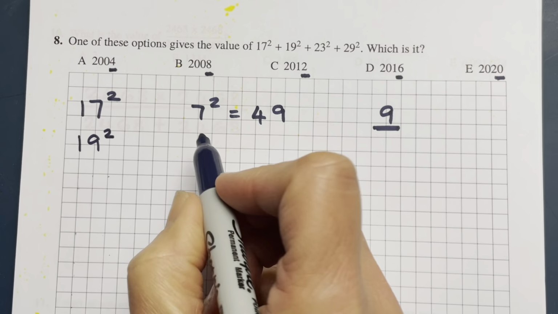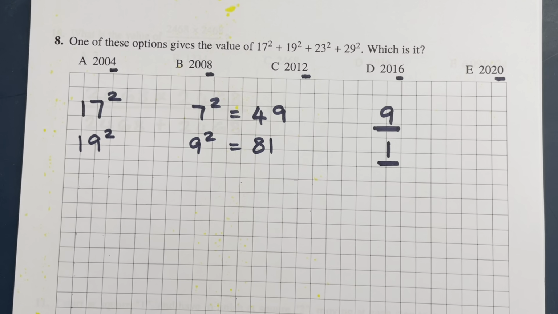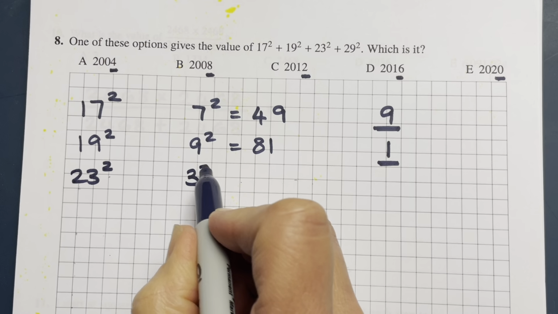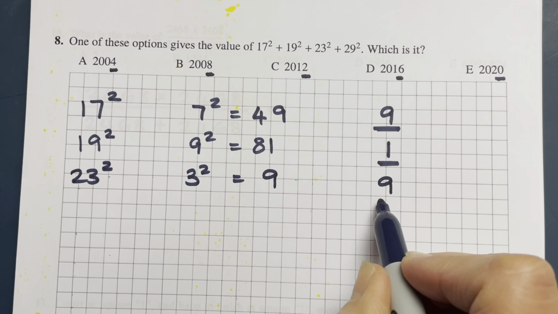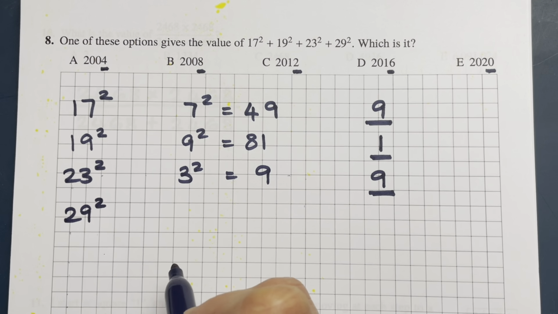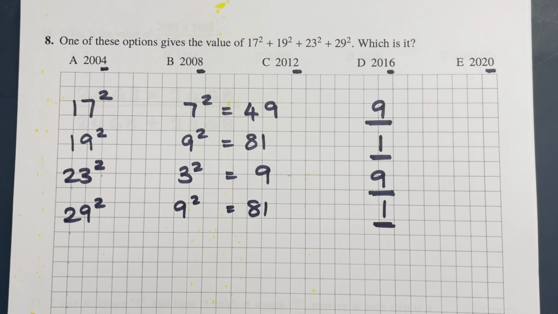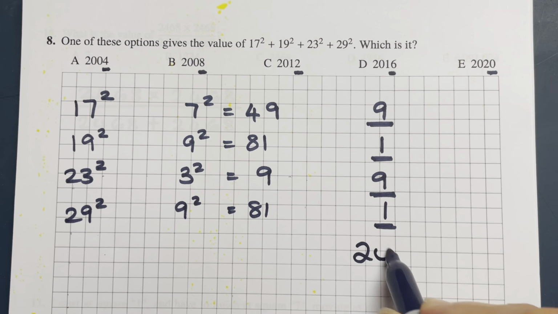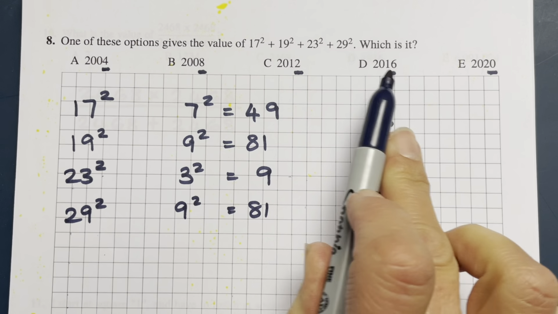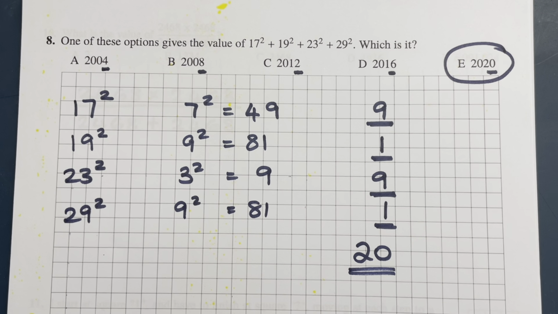19 squared. I know that 9 squared is 81. I'm just going to look at the digit that will go in my ones column. The same with 23 squared. 3 squared equals 9. So I'm going to have a 9 in the ones column. And finally, 29 squared is going to give me 9 squared being 81. I'm going to have a 1 in the ones column. If I add them together, I'm going to get 20. I therefore have 0 in the ones column. There is only one answer that has a 0 in the ones column. So the answer to question 8 is E.